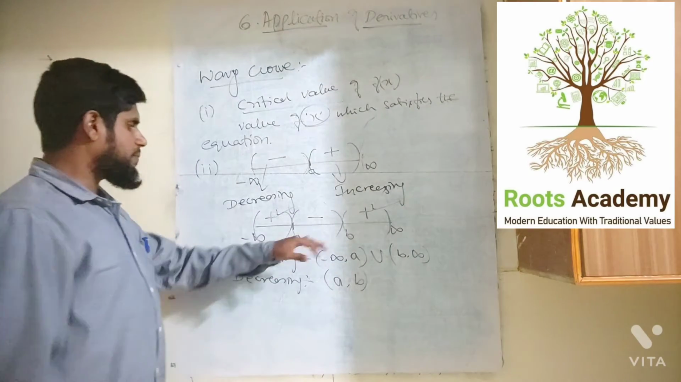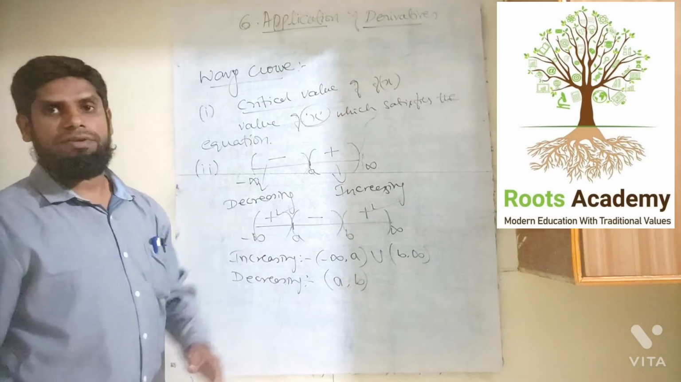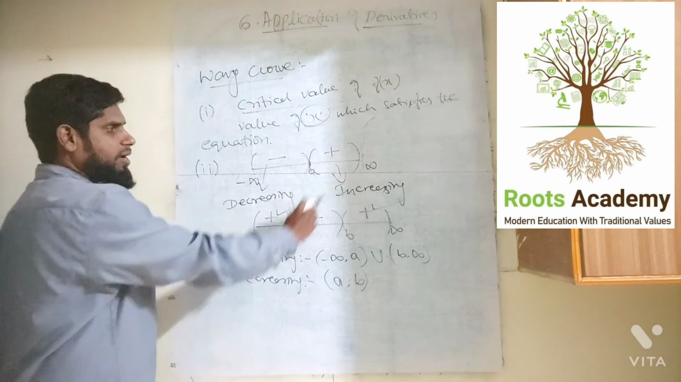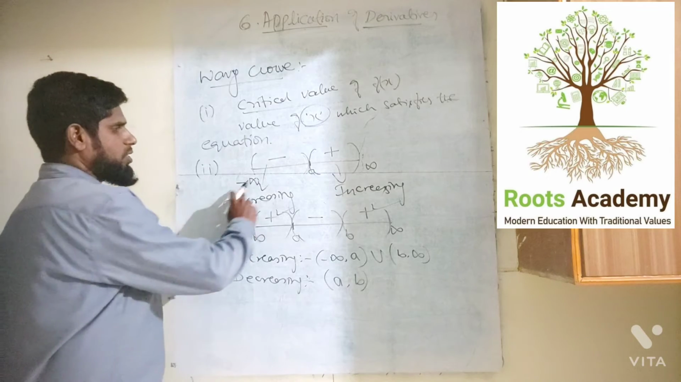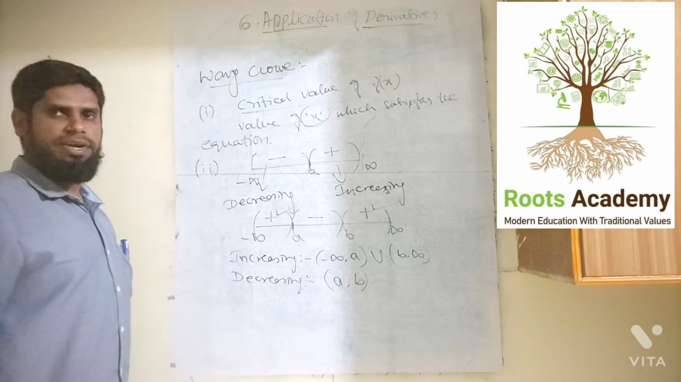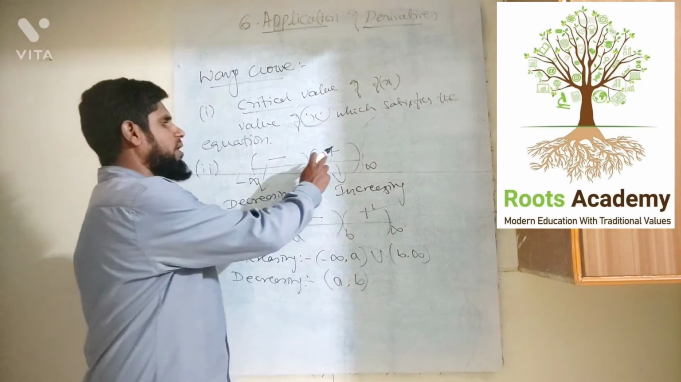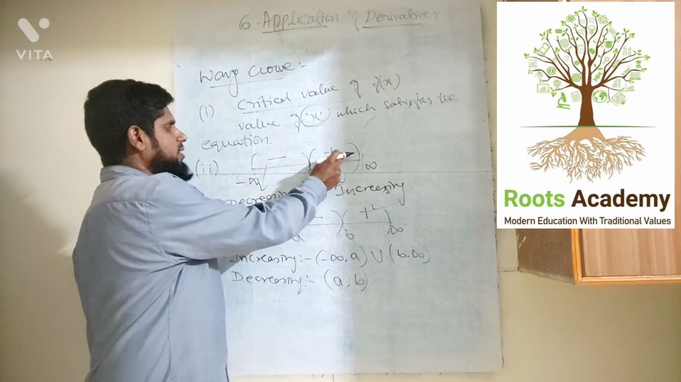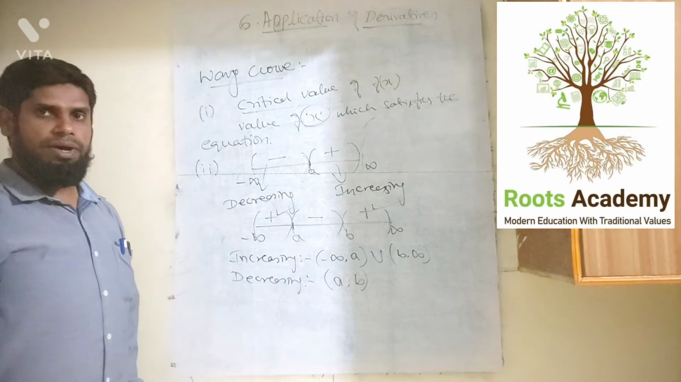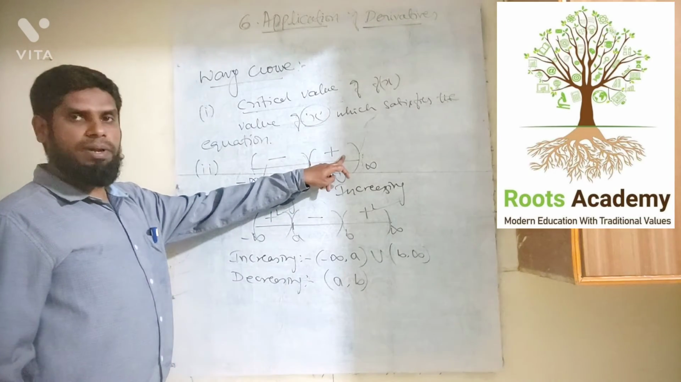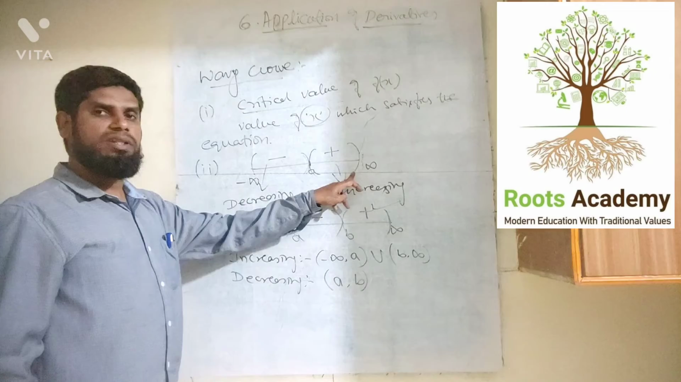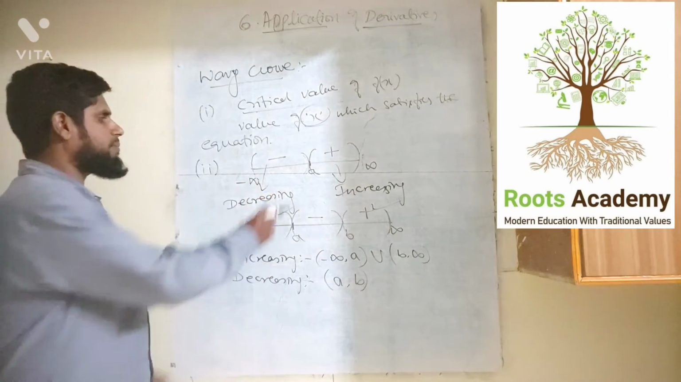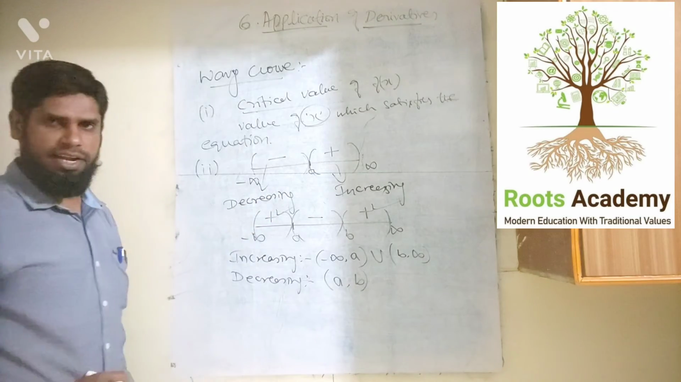Students, this is the procedure we will follow in this chapter. So what exactly will we do? First we'll find the critical value, then we'll draw the number line, and the number line extends from minus infinity to plus infinity. We'll mark the critical value on the number line first, then plus sign, minus sign. Wherever we mark a plus sign, in that particular interval the function is increasing, and wherever we mark negative, in that particular interval the function is decreasing.